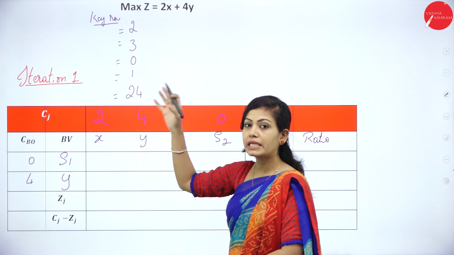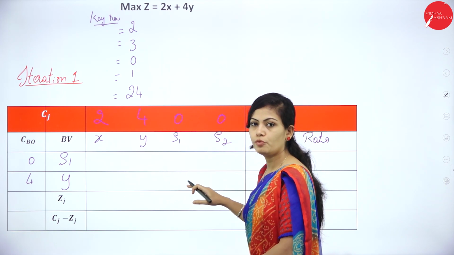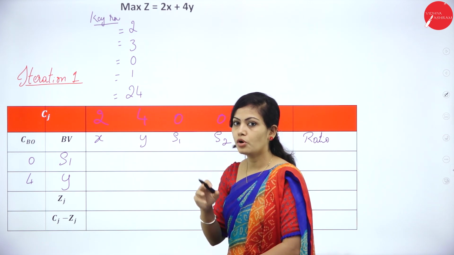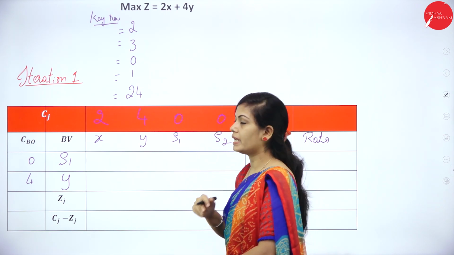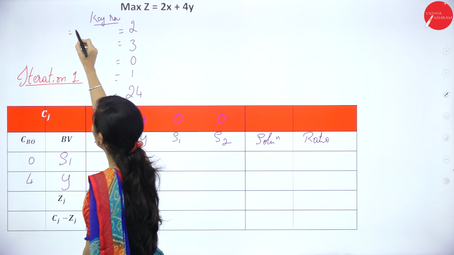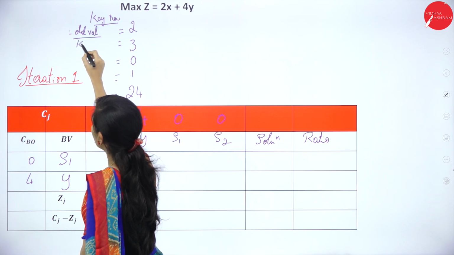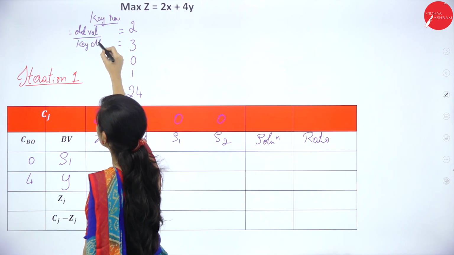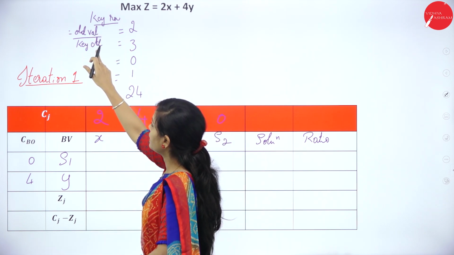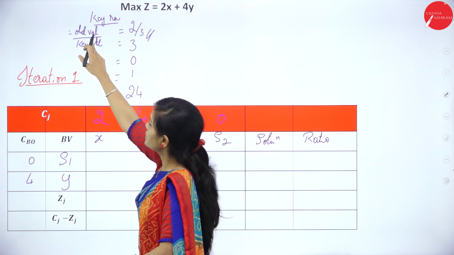So, these are the old key row values. Using that old key row, I will find the new values. So, what is the formula for finding the key row? Key row means old value divided by key element. So the formula for finding the key row is old value divided by key element or pivot element. Key element is 3. Old value is 2, key element is 3, so 2 by 3.